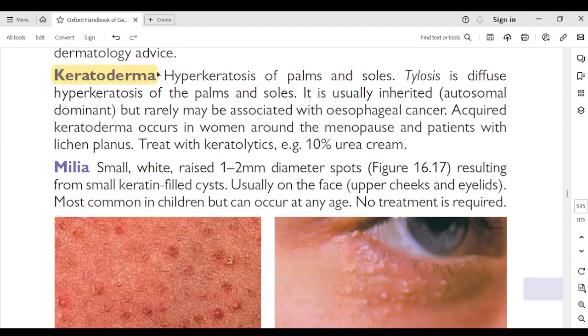Keratoderma: hyperkeratosis of the palms and soles. Tylosis is diffuse hyperkeratosis of the palms and soles, usually inherited, autosomal dominant, but rarely may be associated with esophageal cancer. Acquired keratoderma occurs in women around menopause and patients with lichen planus. Treat with keratolytics, for example 10% urea cream.